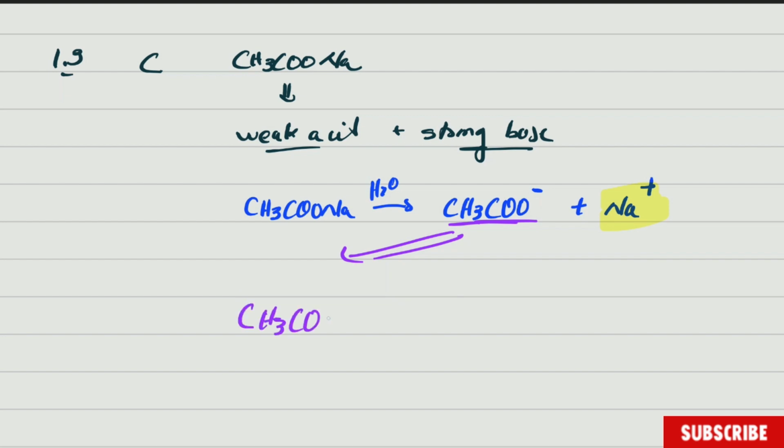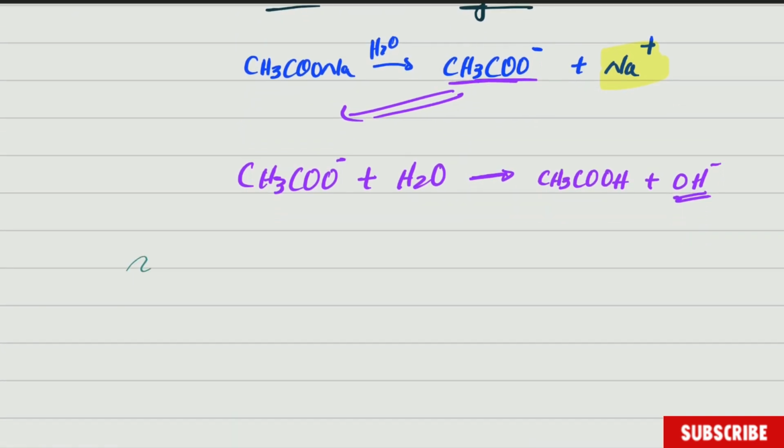CH3COO minus plus H2O. This is the hydrolysis, guys. This part, when that specific ion now reacts with water. Okay, so this one will give you, once more, this water is going to give one proton to the CH3COO minus, and then you will have CH3COOH plus OH minus. And then you can see that the concentration of OH is increasing. So the final one is D.